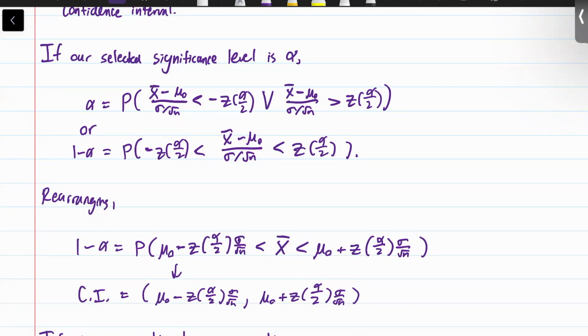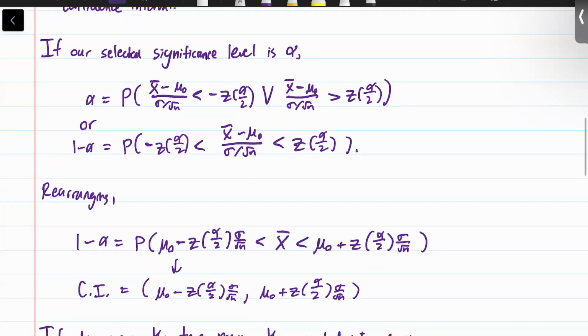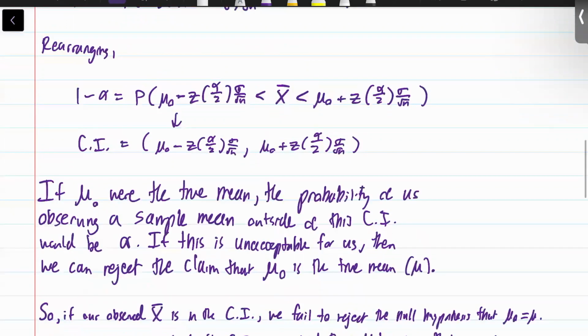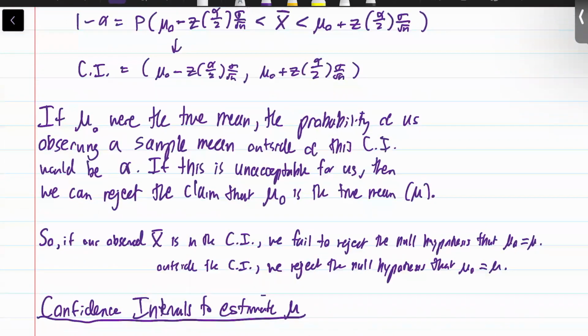The equation tells us that any sample mean is in this confidence interval 100% of the time if mu naught was a true mean of the distribution the sample came from. Consequently, if mu naught were the true mean, the probability of us observing a sample mean outside of this confidence interval would be alpha. If this is unacceptable for us, then we can reject the claim that mu naught is a true mean. So if our observed sample mean is in the confidence interval, we fail to reject the null hypothesis that mu naught is a true mean. If it is outside the confidence interval, we reject the null hypothesis that mu naught is equal to mu.